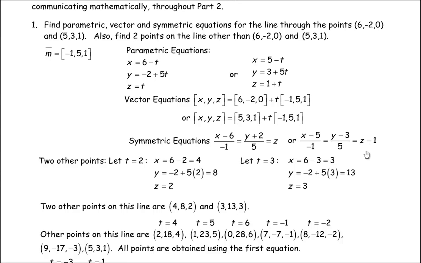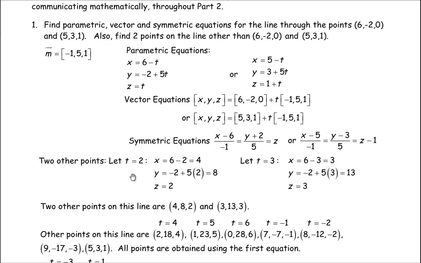Now, make sure in your symmetric equations that you leave these in this form. For example, if it looked convenient to multiply top and bottom by -1, if you multiply top and bottom of this by -1, this would change into 5 minus x over 1, but that's not correct symmetric form, so don't do that. Leave it in this form.